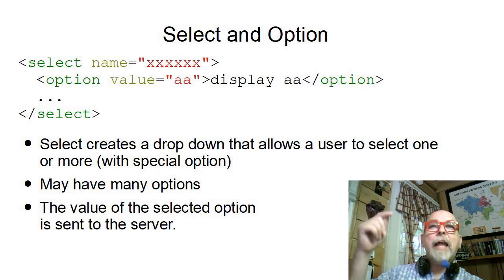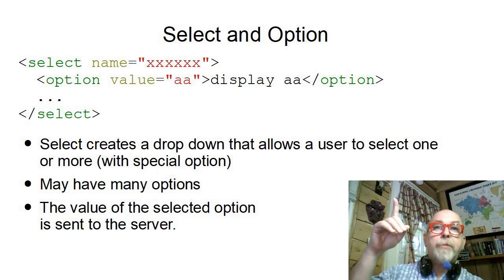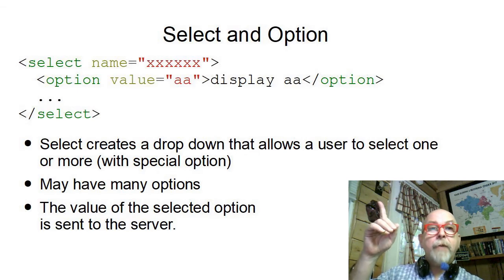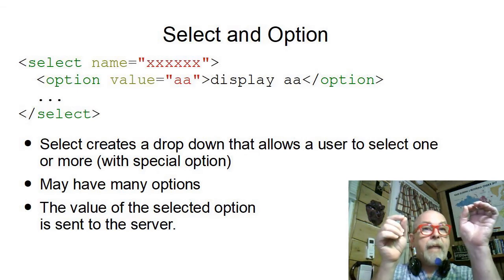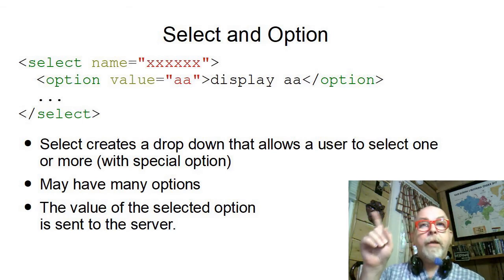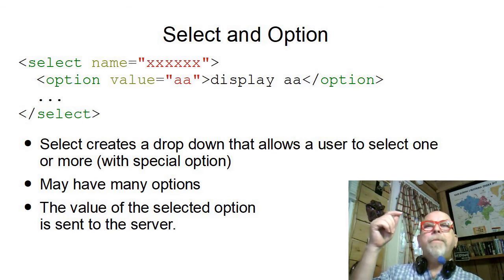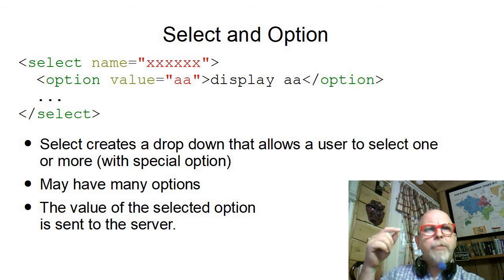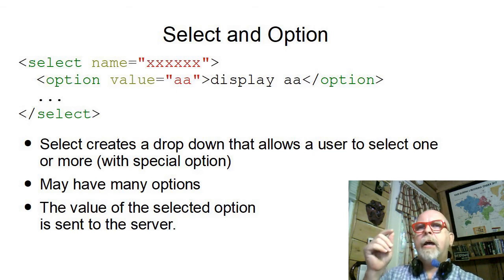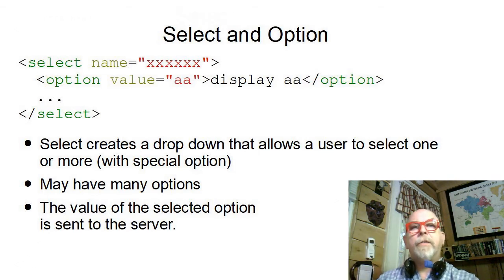And then within select are options, and each option within the select should have a value. So you can see that I have here an option display AA with value AA. So in the dropdown, it'll say display AA, but AA would be what it sends. There is also a way to make a select a multi-select to allow for selecting multiple options, but you can look that up in the documentation. And again, the value of the selected option is the value that's sent to the server.